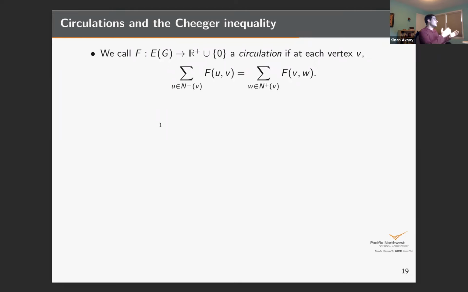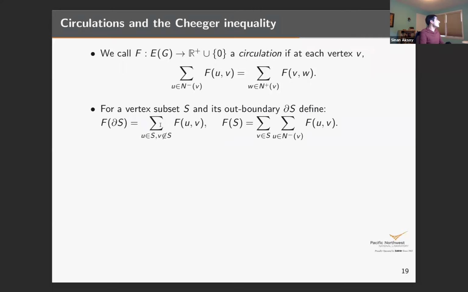This goes from the edges of your graph to the non-negative reals, such that the sum of everything that goes in is equal to the sum of everything that comes out at each vertex. And so using this notion of a circulation, you can define for a vertex subset and for its out boundary some notions, again, of size here in a very natural way. And you can show that you can use this stationary distribution as a canonical choice for what a circulation might be on a directed graph.